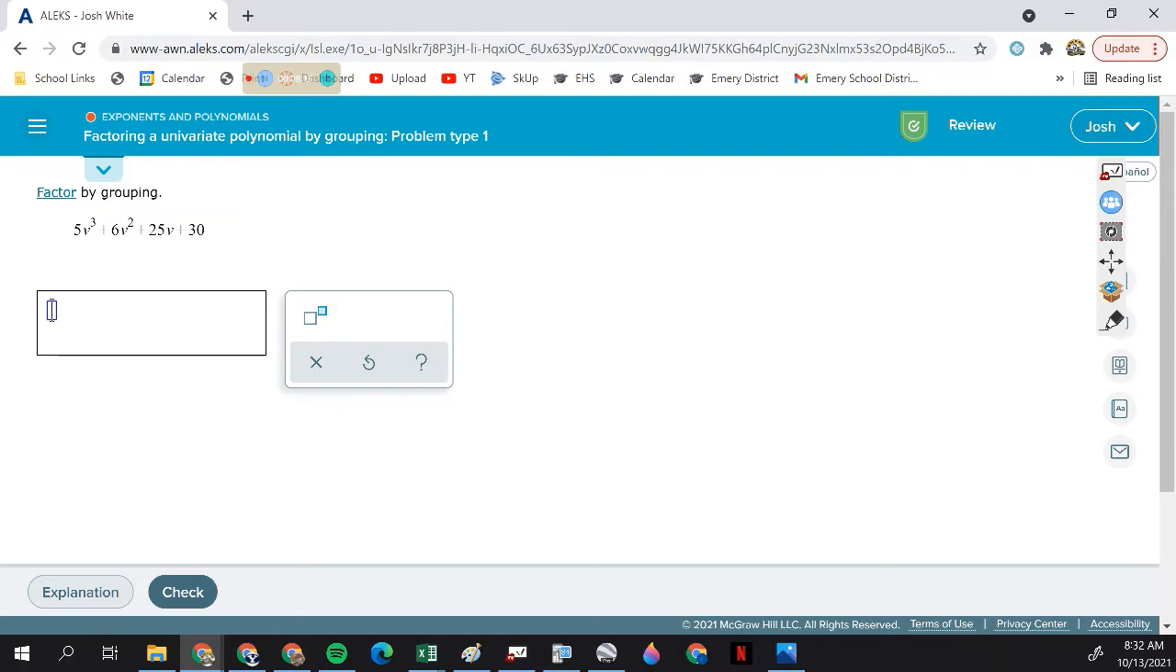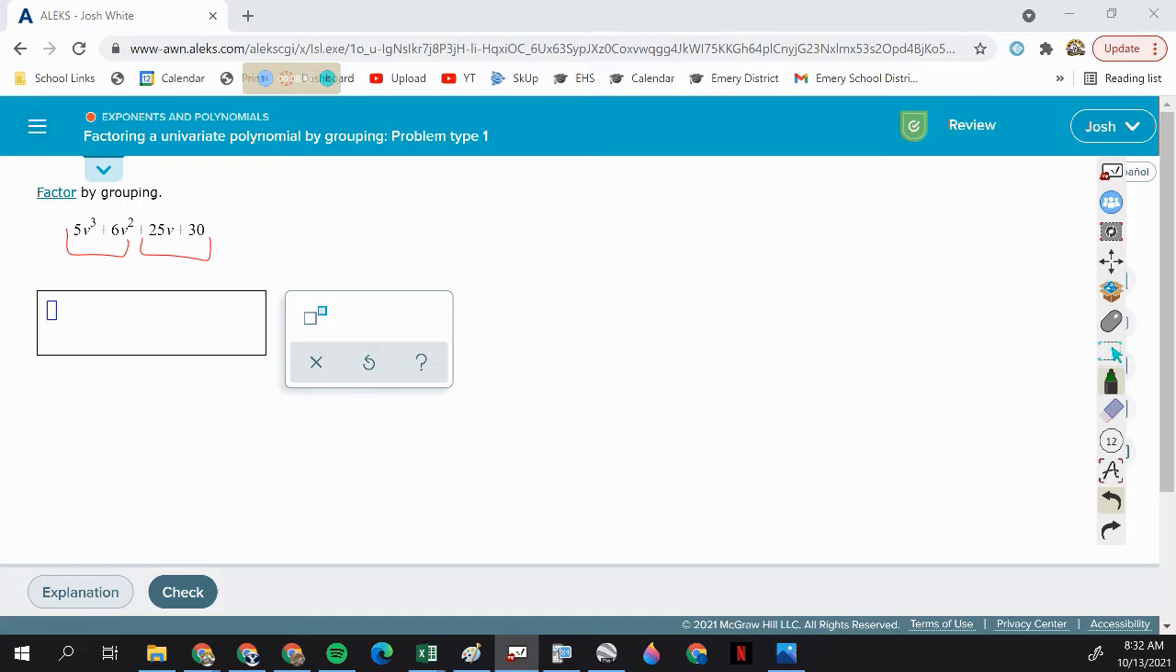If you have a cubic polynomial, we are going to try factoring using what we call grouping. Now, most cubic polynomials will not factor this way. Very few of them do. But it's a little trick that will come in handy later. So I'm going to group that together and group that together.